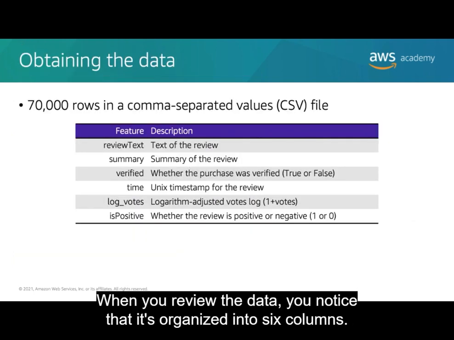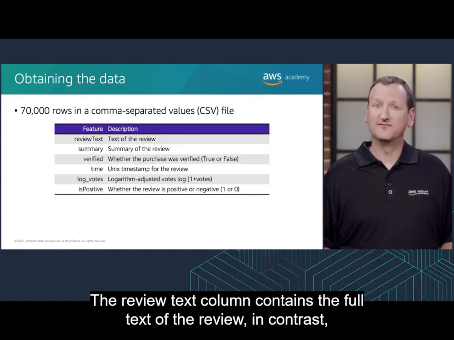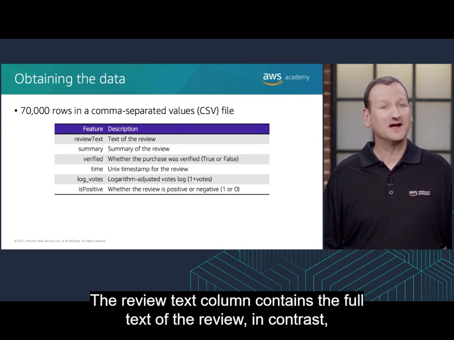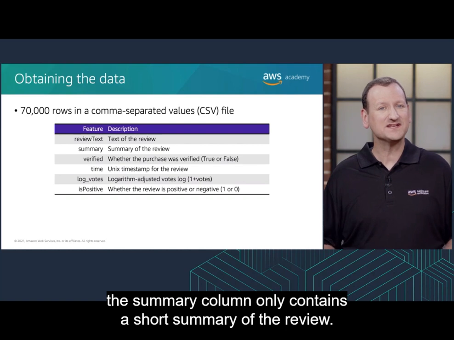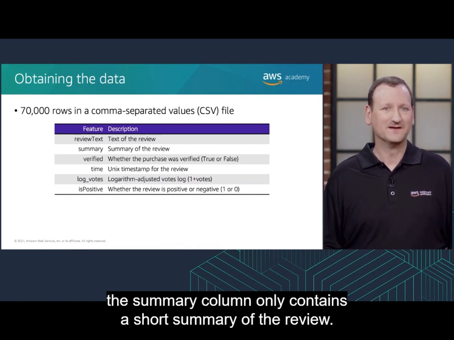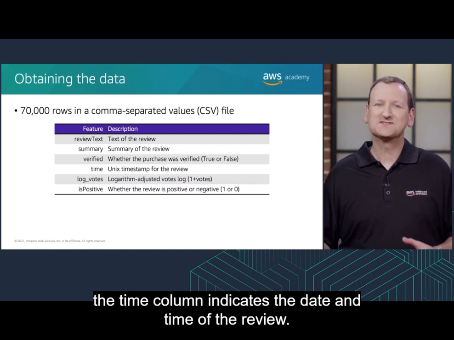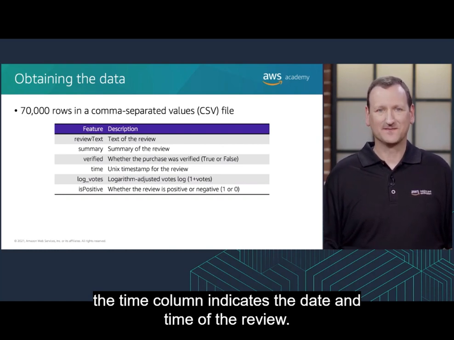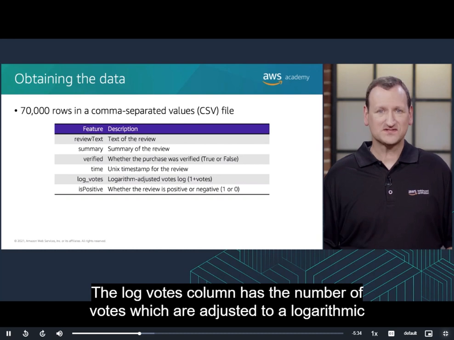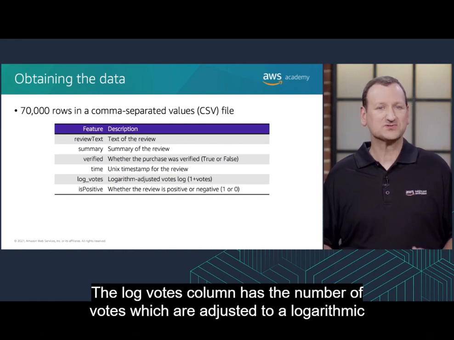When you review the data, you notice that it's organized into 6 columns. The review text column contains the full text of the review. In contrast, the summary column only contains a short summary of the review. The verified column indicates if the customer actually purchased the product. The time column indicates the date and time of the review. The log votes column has the number of votes, which are adjusted to a logarithmic scale.